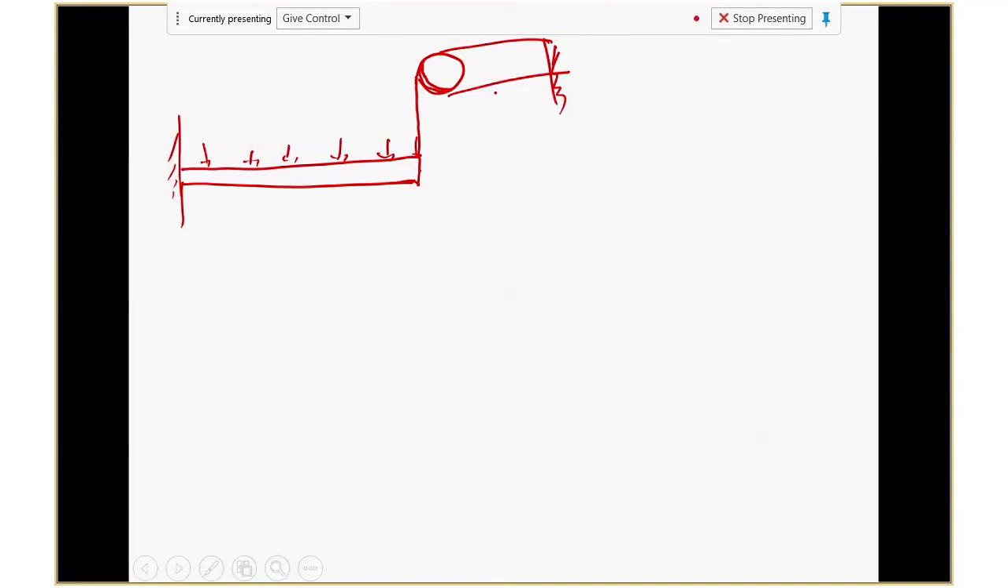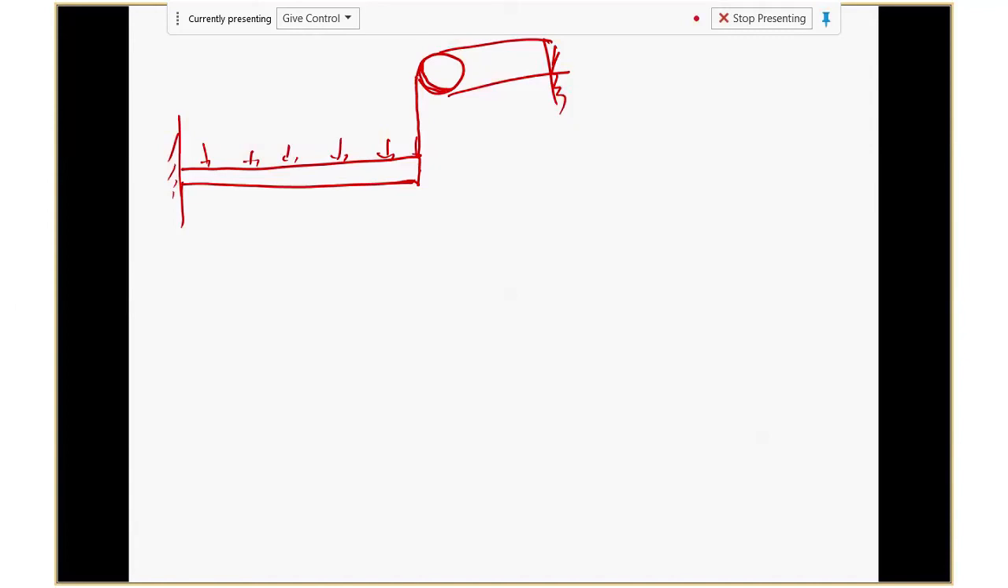So this is the wall. The cylinder, I know the length, all the dimensions. So I have a cylinder here. The cable is rolled onto the cylinder, but on the end, it hangs from the cable to the beam.